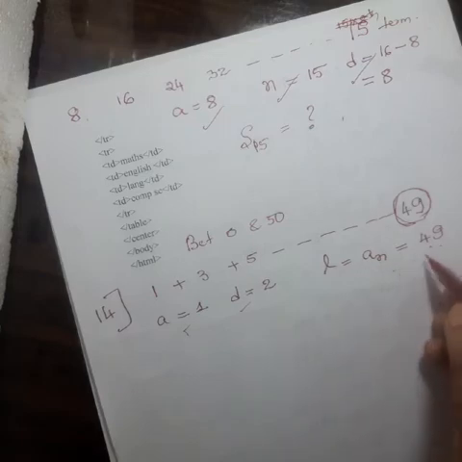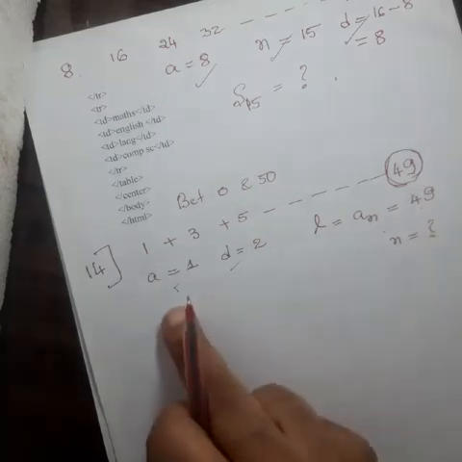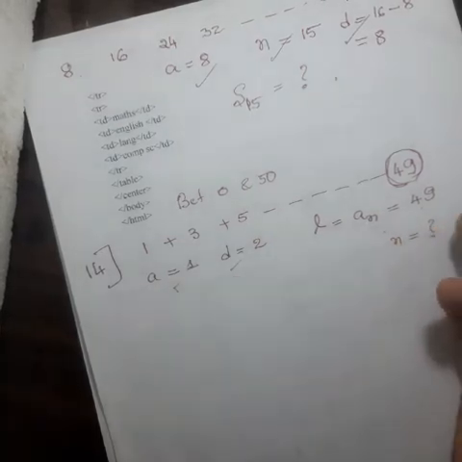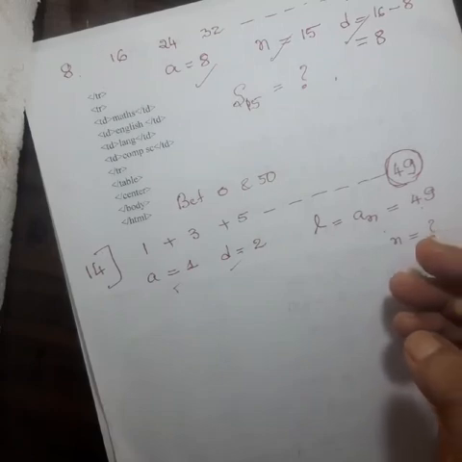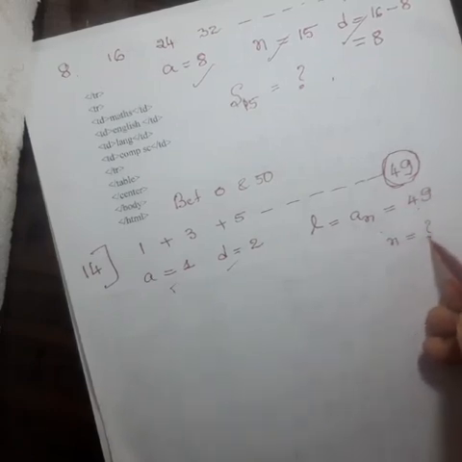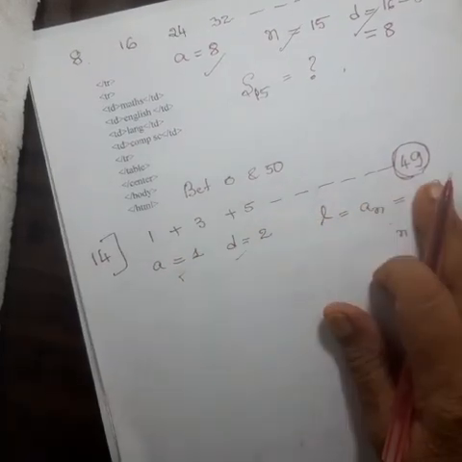So AN is equal to 49 means you find N here. By putting A and D in that AN formula, you will get N. After you get N, you know A, you know D, you know N. So you can find the sum of how many numbers, I don't remember now. So N is equal to what you get now here, sum of that many odd numbers, you will get the sum. So that's over.